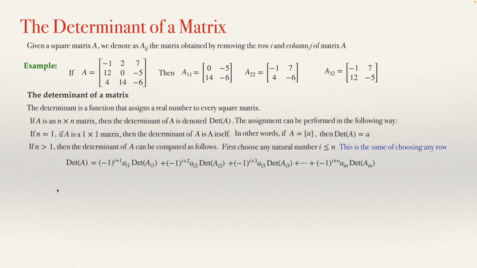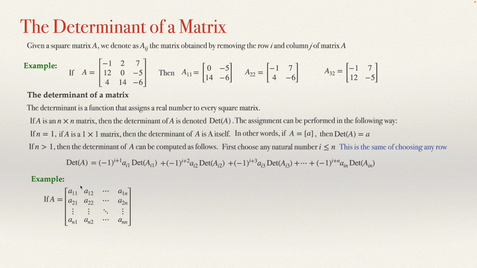Let's see what the computation of the determinant will look like. For example, if you have a big matrix like this, whatever n by n matrix, this number will be whatever number. A sub 1, 1, remember, is the element that is in row 1, column 1. For example, in this case it will be minus 1.